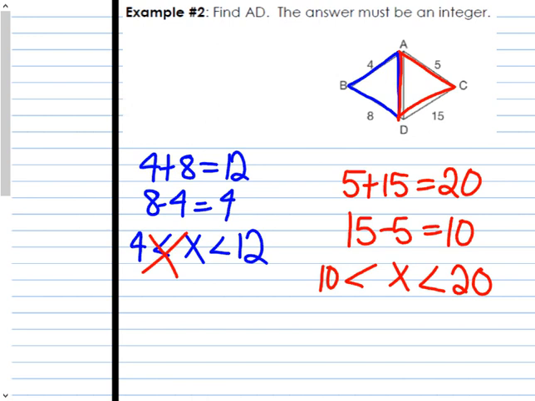It has to be less than 12 and also less than 20. So obviously less than 20 is out of the picture because it has to be less than 12. So what's a number that is bigger than 10 but less than 12? Remember, it has to be a whole number.